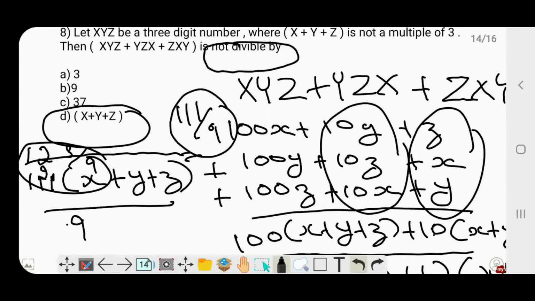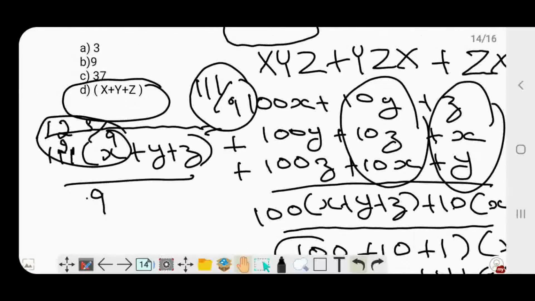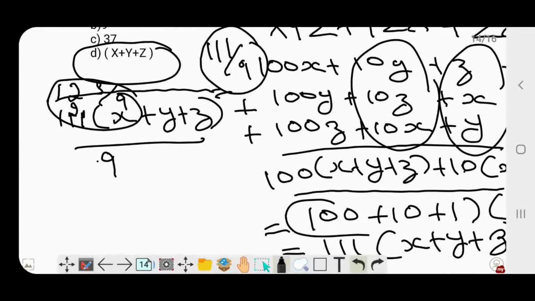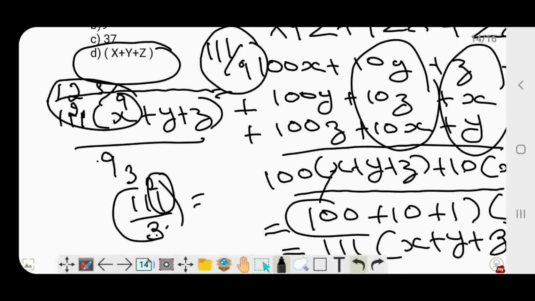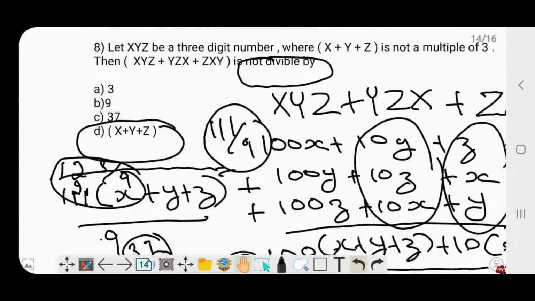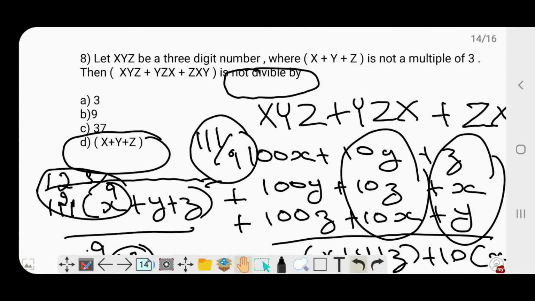So we have the next option. The next option is A, 3. Let's just confirm. 111 by 3: 3 goes in 11 three times, 2 is the remainder, so 21 by 3 is 7. So 37 it will be. So 111 is fully divisible by 3. So what is it which is not divisible? xyz plus yzx plus zxy is equal to 111 into (x plus y plus z). It is not divisible by 9. So option B, 9 is the right answer.